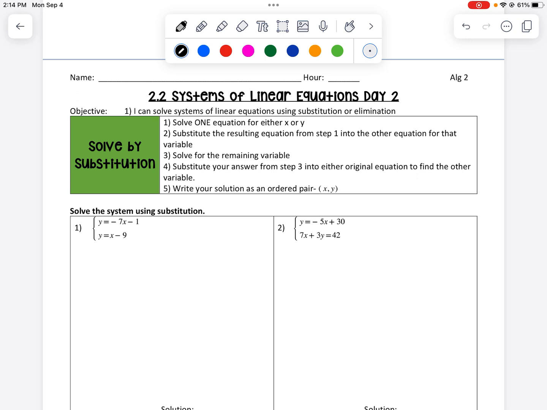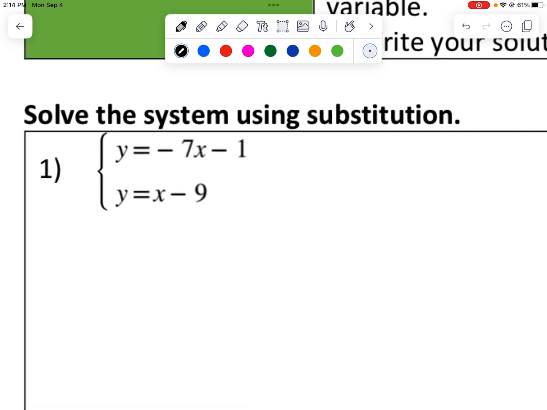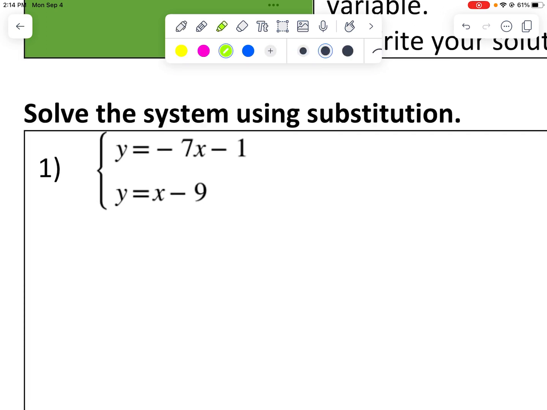All right. First of all, we're going to talk about this system right here. Because this system has isolated y, we can solve for y. So because we know what y equals, and actually we know what y equals twice, we know y equals -7x minus 1, and we know y equals x minus 9. Because we know that, we can take this value for y, and we can substitute it into the other equation where y would go.